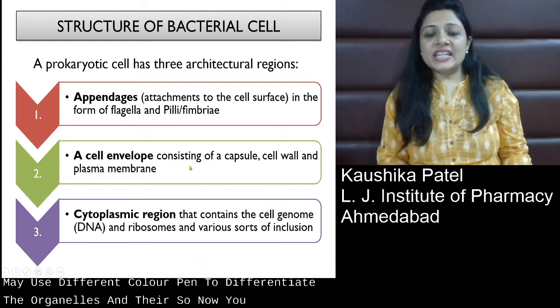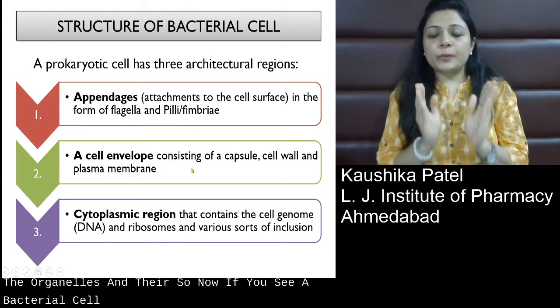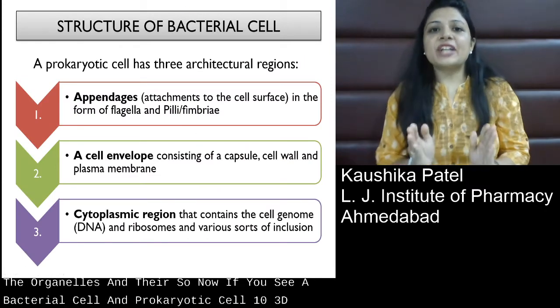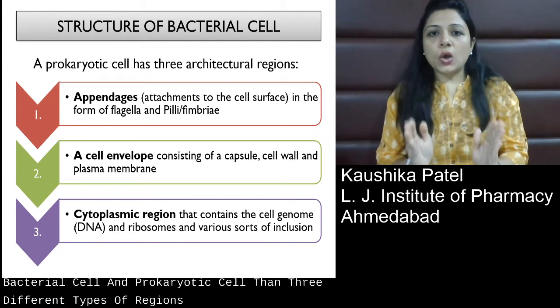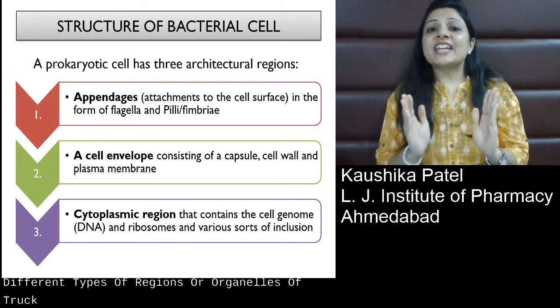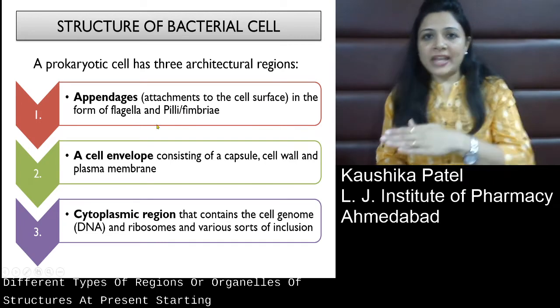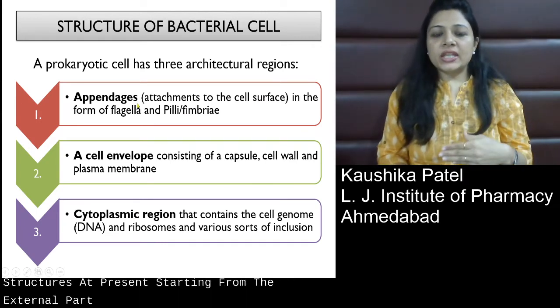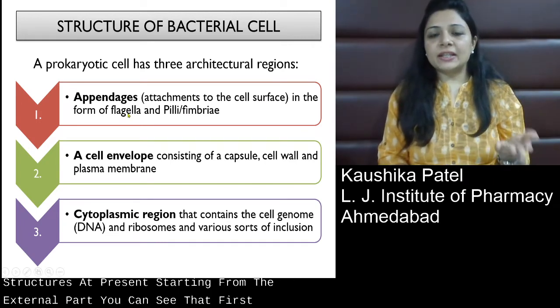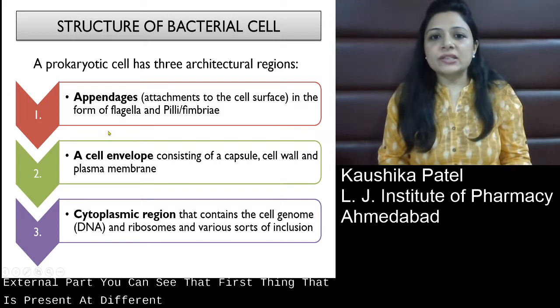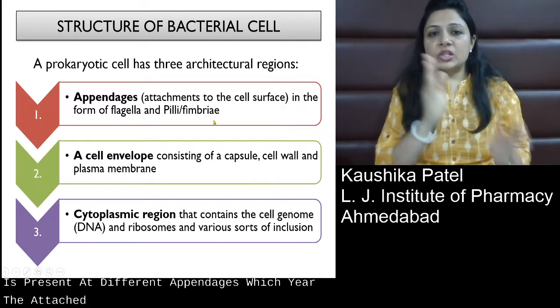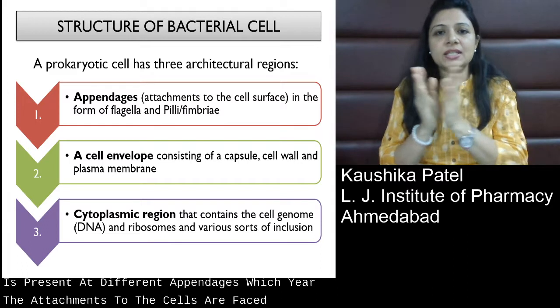So now if you see a bacterial cell, a prokaryotic cell, then three different types of regions or organelles or structures are present. Starting from the external part, you can see that the first thing that is present are different appendages, which are the attachments to the cell surface, that is the cell wall.